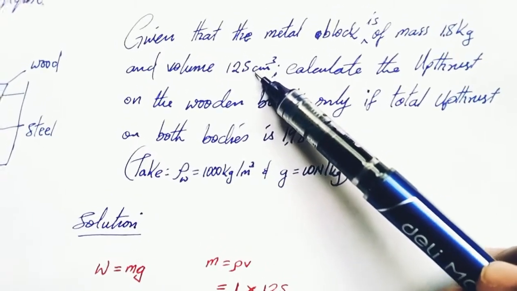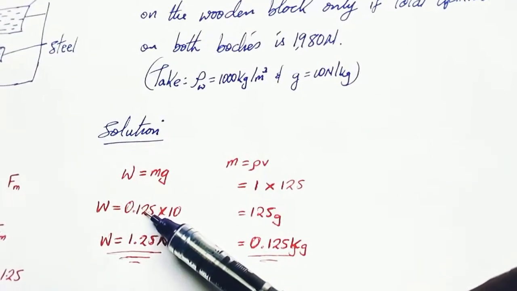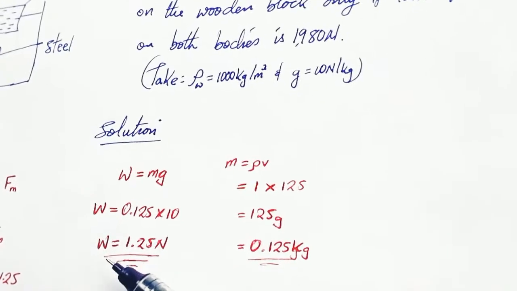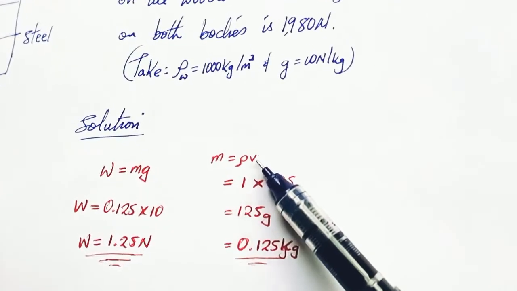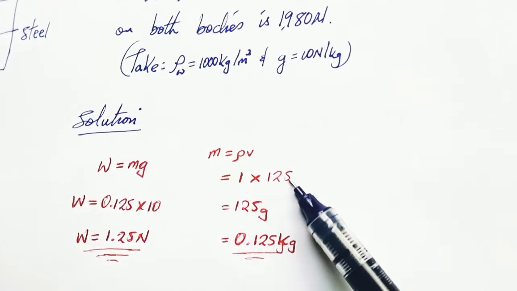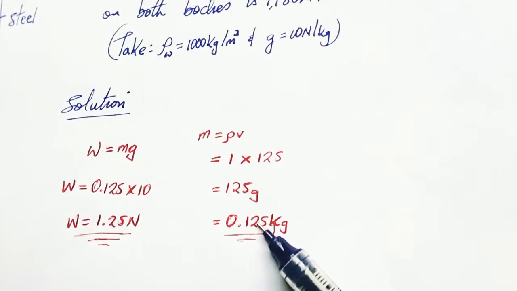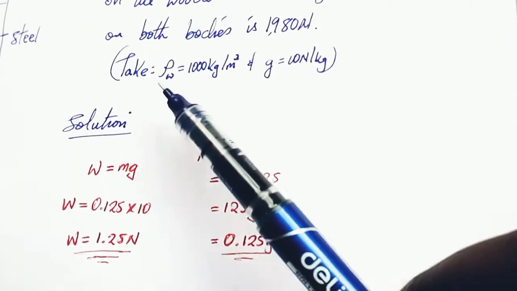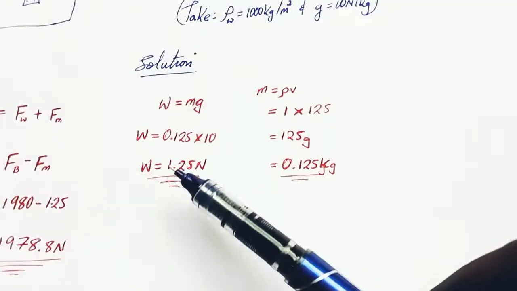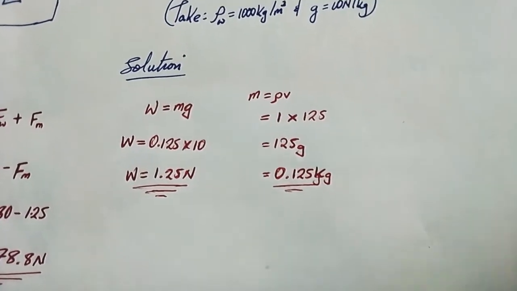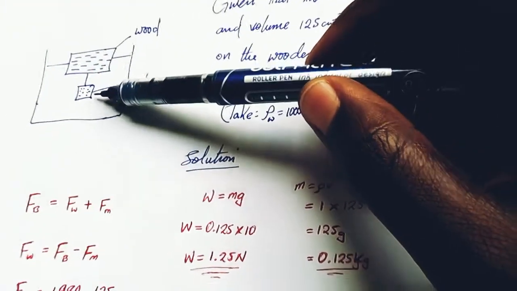So this is the mass of pure water in kilograms. Then g is a constant. Then this is the weight of the pure water. Mass is equal to density times volume. Density of water is 1 times volume is this. Converting this to kilograms gives you this here. So this is how I found the weight of the displaced water, which is equal to the buoyant force on that object, which is our steel object.